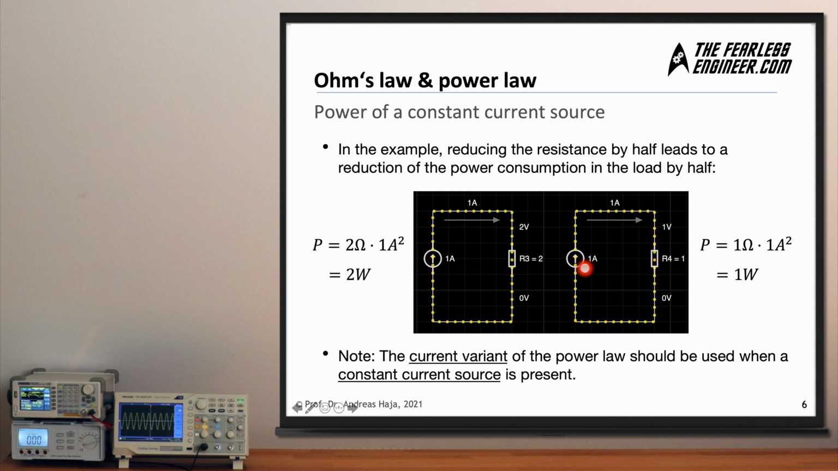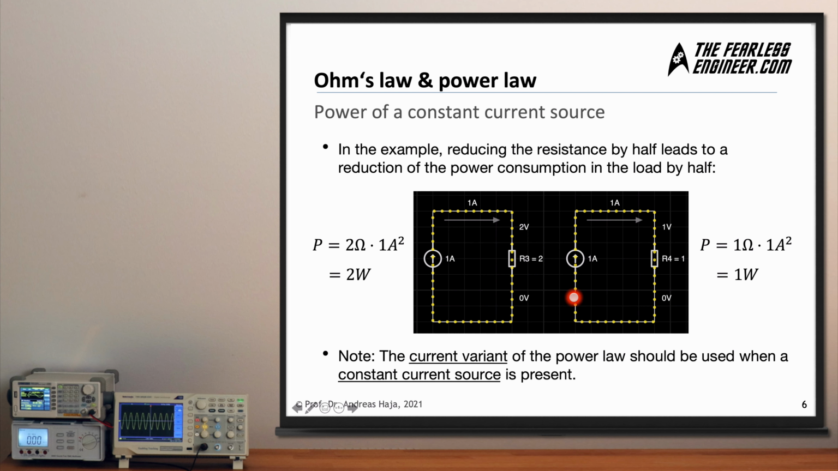But with current sources, with constant current sources, it's exactly the opposite case, because if the current remains constant, this means that the voltage drop across the resistor drops, because the voltage drop, according to Ohm's law, is the product of resistance and current. And if the current remains at 1 amp and we halve the resistance value, the voltage drop is also going to be halved. And since power law states that power is the product of voltage and current, it makes sense that in this particular setup here, halving the resistor also halves the power consumption.